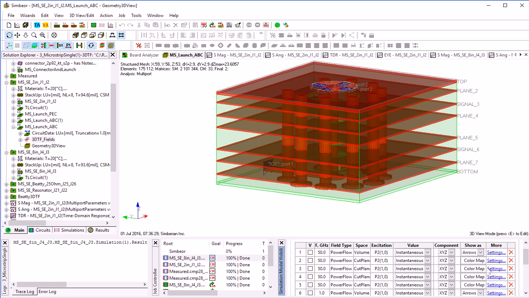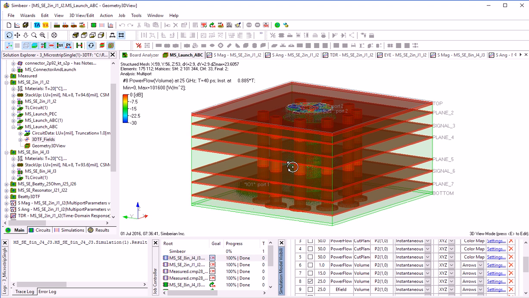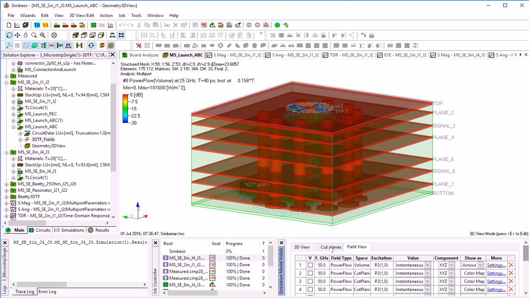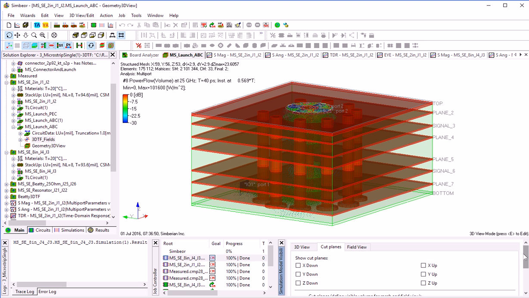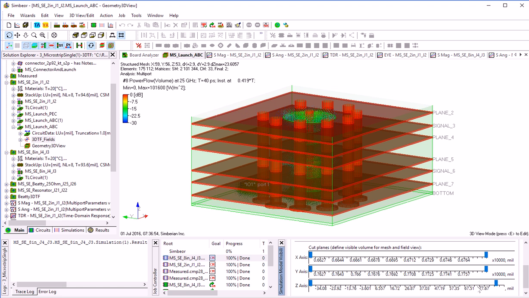So now let's take a look at the electromagnetic field and surface current density at different slices of the structure. At 25 gigahertz, for instance, okay. I will just select a slice on the top.